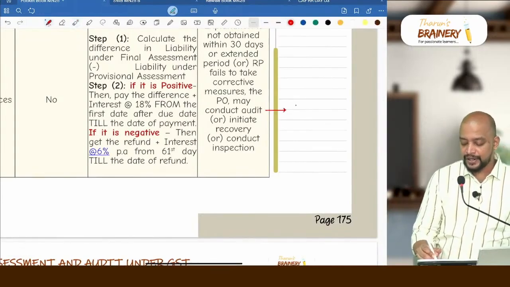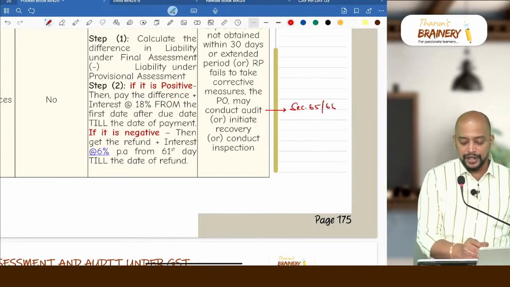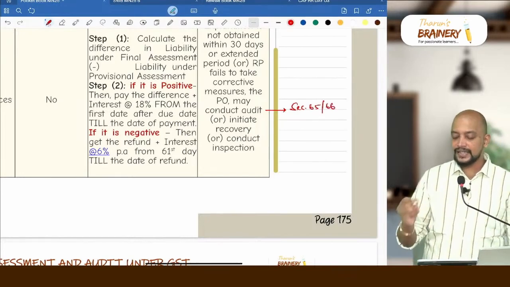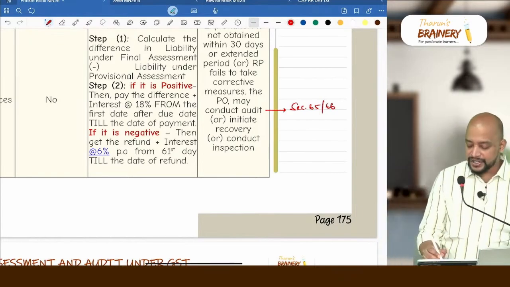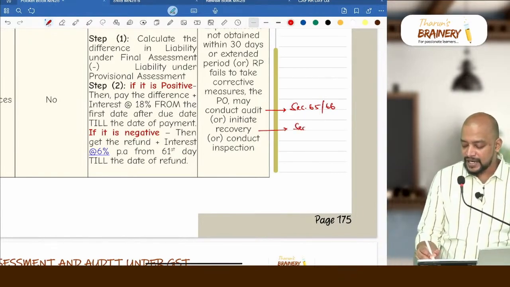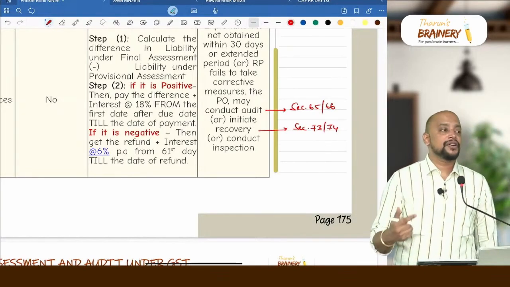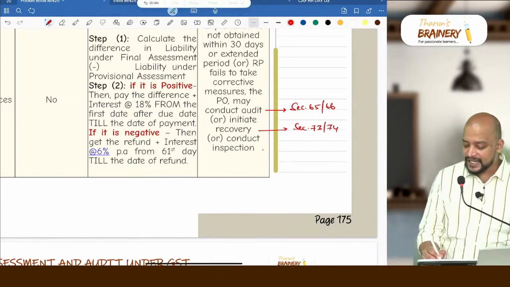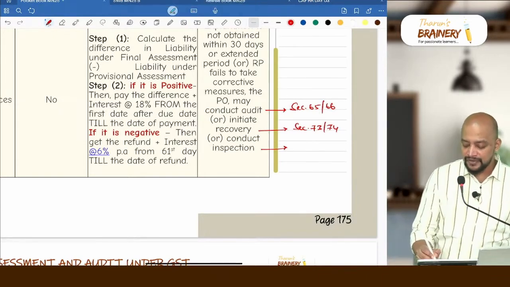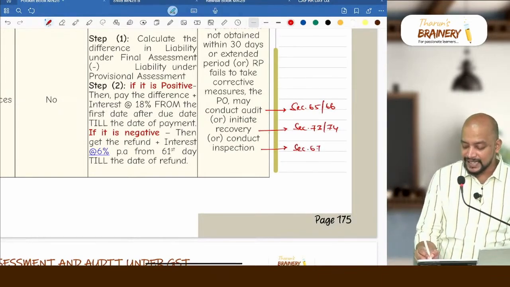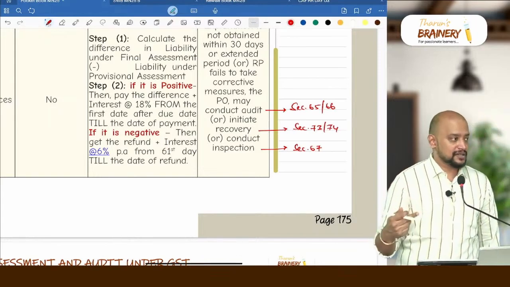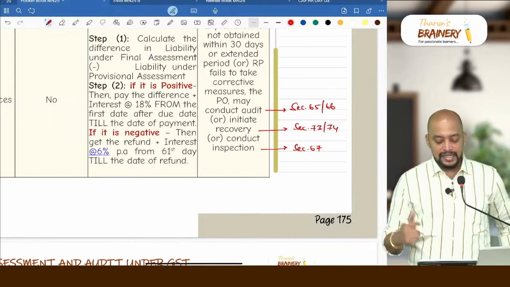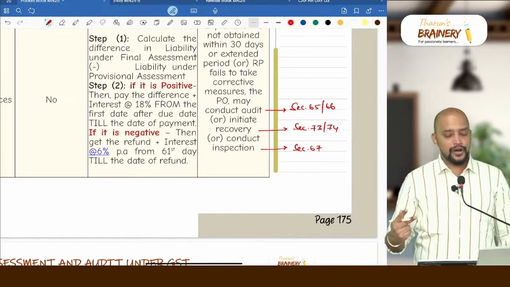Audit, which section? Audit under section 65 or 66. 65 audit is departmental audit, 66 audit is special audit. Or initiate recovery, that recovery will be under section 73 or 74. If it is other than fraud, 73. If it is on account of fraud, then it will be 74. And conduct inspection, that inspection will be in terms of section 67. So inspection in the premises. They can resort to any of these things: either audit, initiate recovery, or inspection.